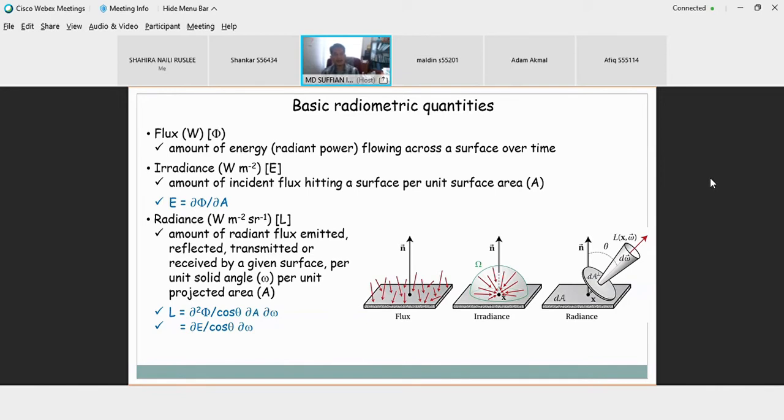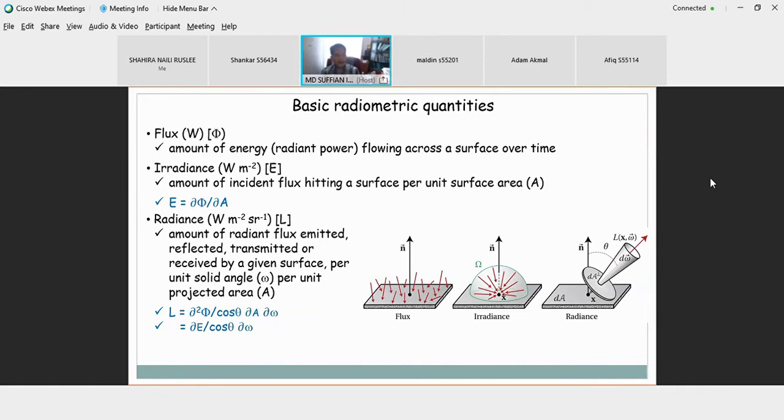So setiap satu tu dia ada unit time. So sebagai flux, watts per second. So irradiance watt per meter square per second, watts per meter square per steradian per second. Tetapi untuk memudahkan kita ignore time punya factor tu.